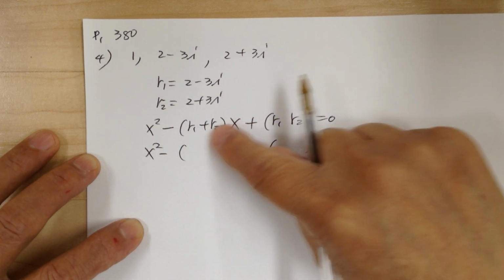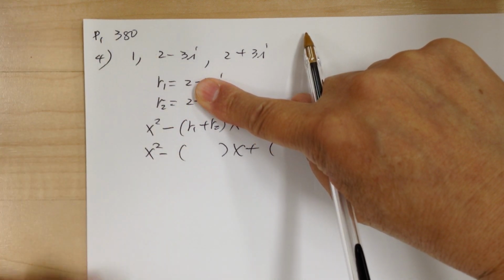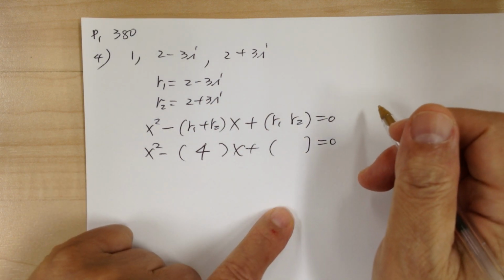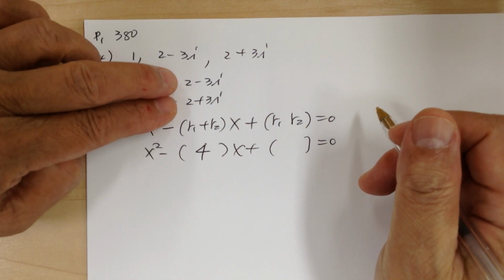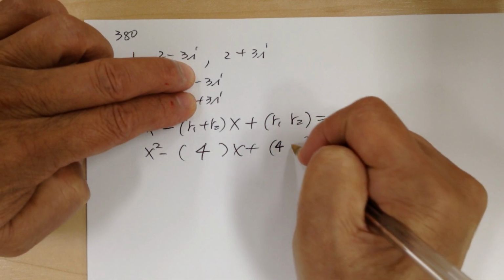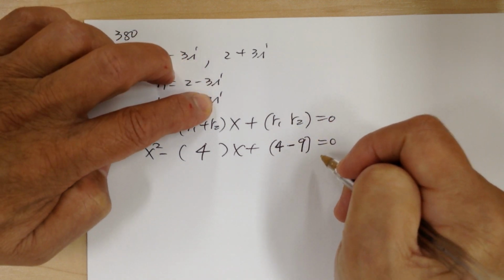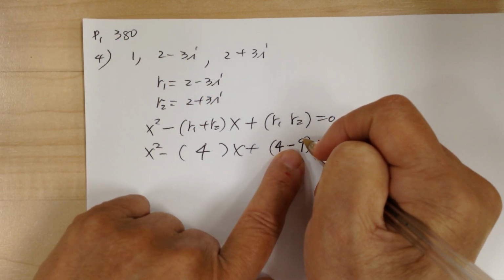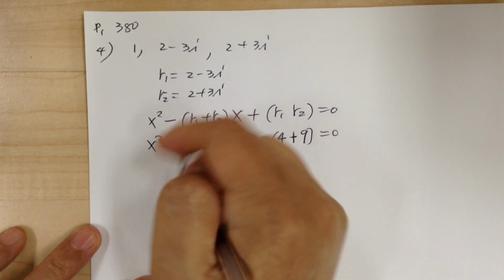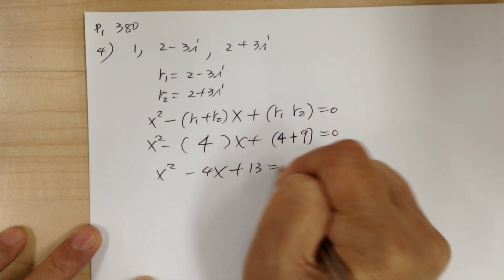Over here, when you add, the imaginary parts will cancel out. So 2 plus 2 will give you 4. Now when you multiply the conjugates, you just multiply the corresponding parts. So 2 times 2 is 4. Plus times minus is minus. 3 times 3 is 9, and i times i is negative 1. So instead of negative 9, you times by negative 1, you get plus. So from here, you're going to get x squared minus 4x plus 13 equal to 0.